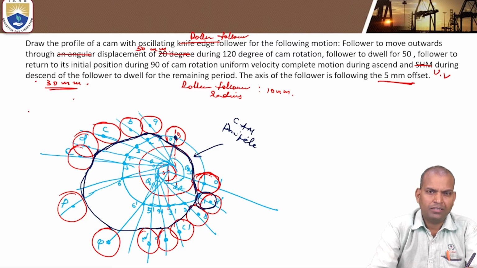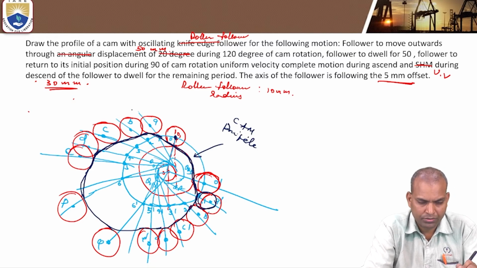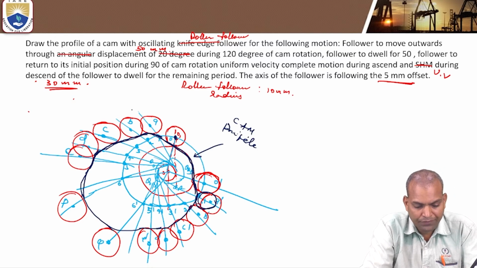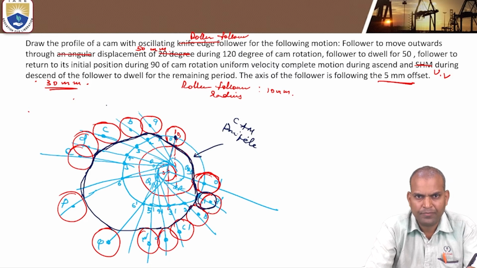What is the dwell, what is the angle of dwell, what is the angle of return, angle of dwell during return. And one more important thing is the lift of the follower. The lift of the follower is dependent upon the angle of rotation of the cam. The maximum lift of the follower during ascent should be the same during descent.